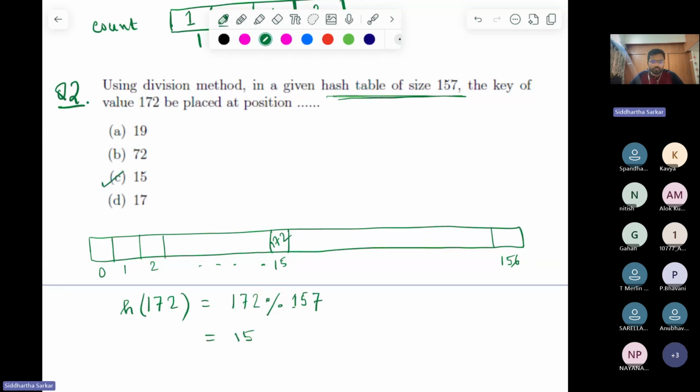Is there any doubt on this? Okay, so Gahan has no doubt. Anybody else?